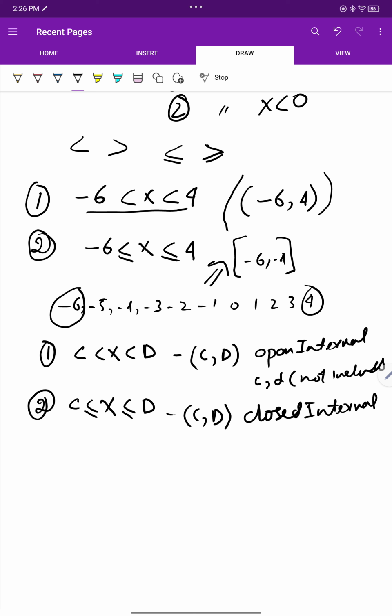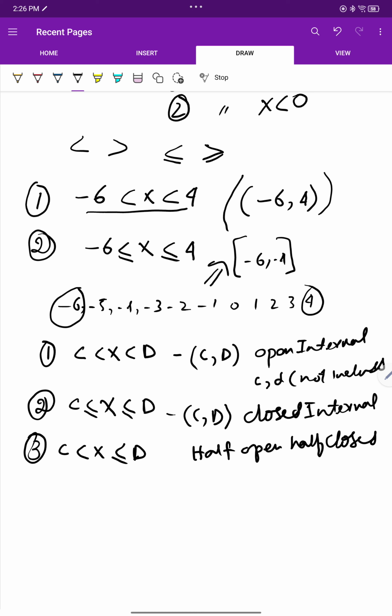And there is another condition number 3. c is less than x, x is less than equal to d. So it's half open and half close. This interval is half open and half close. Number 4, c is less than equal to x, is less than equal to d. So half open and half close.